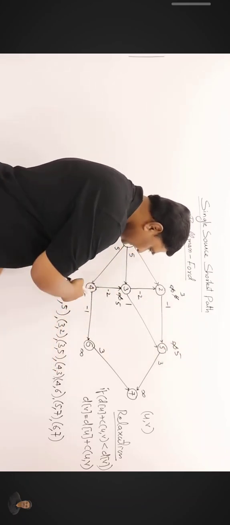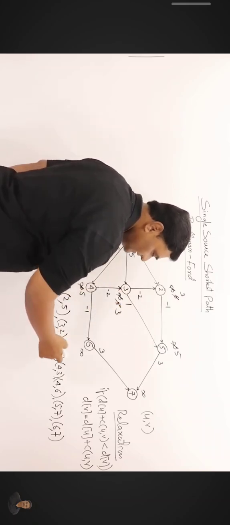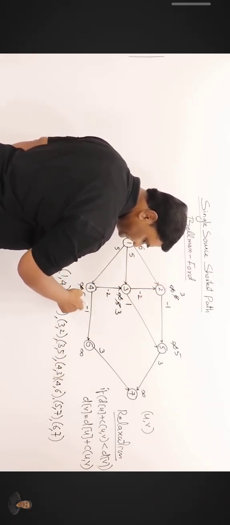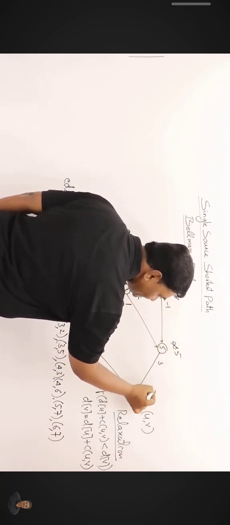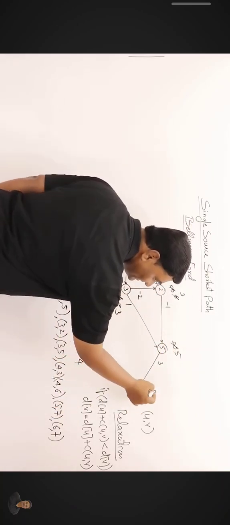4, 3. 5 minus 2 is a 3. So this becomes 3. Then 4, 6. 5 minus 1. This is 4. This is infinity. So change it to 4. Then 5, 7. So 5 plus 3 is 8. This is infinity. So change it to 8. 6, 7. 4 plus 3 is 7. This is less. So change.